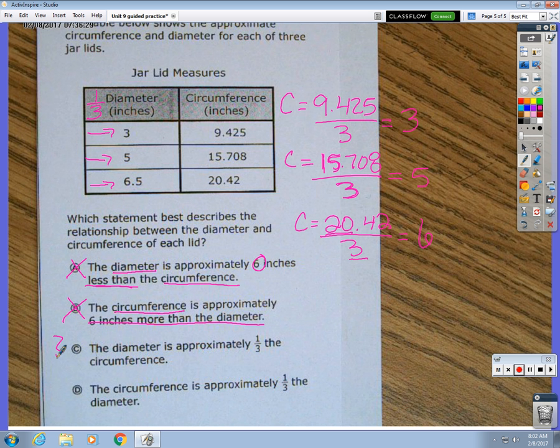And then answer choice D says the circumference is approximately 1/3 of the diameter. So on answer choice D, it's saying that we would divide the diameter by 3 to get about the circumference. Well, if I divide this diameter by 3, I'm going to get 1, and that's not going to give me my circumference. So just testing that first one, we can see that answer choice D is not going to work. So the best answer choice here is going to be answer choice C.